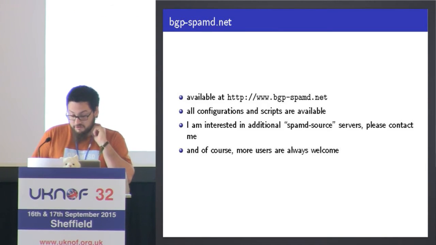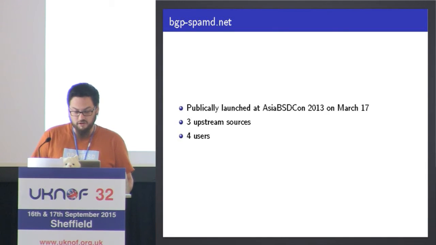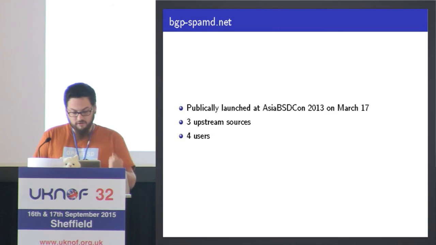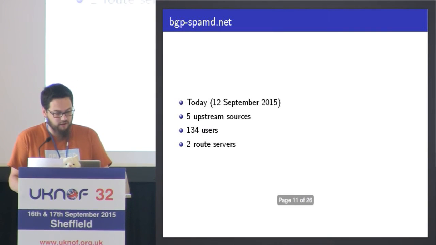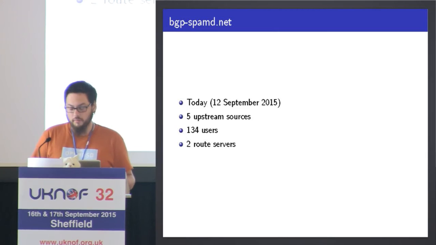I publicly launched this in 2013 at a conference called AsiaBSDCon. Originally I had three sources and 4 users on the first day. And then you can see here I grew quite a bit. When I wrote the slides, I had 5 upstream sources, 134 users, and 2 route servers. I have one in the US and one in Europe.